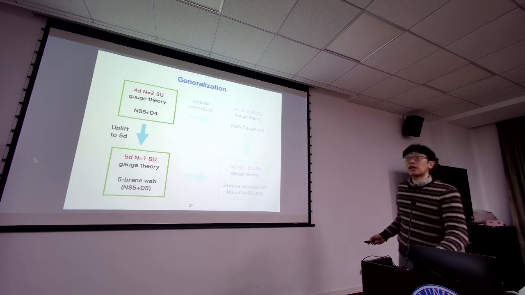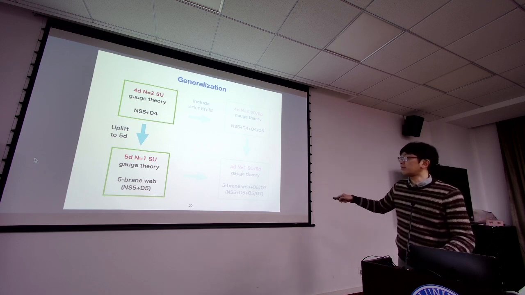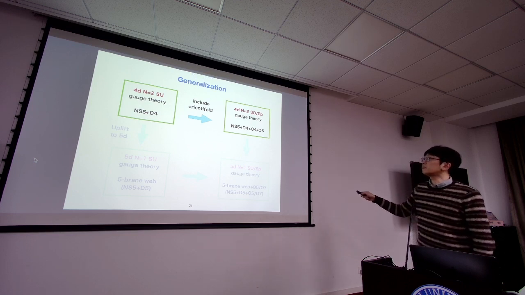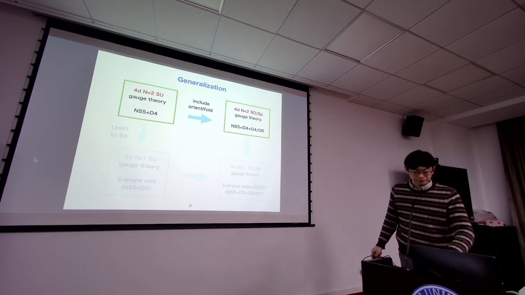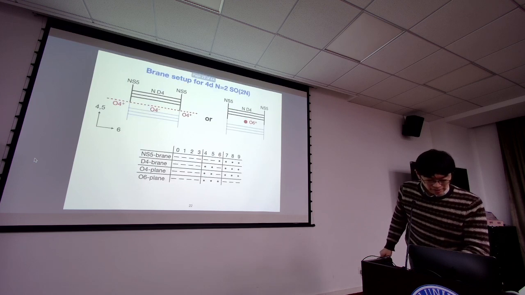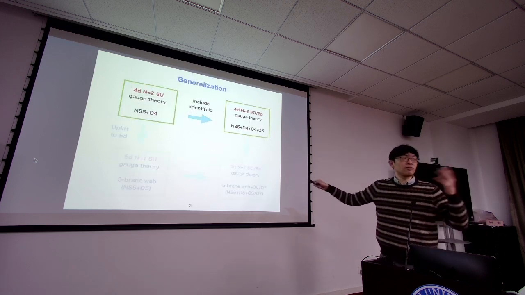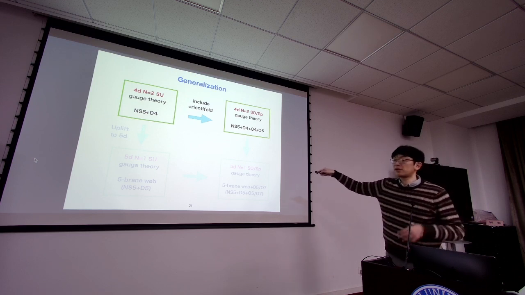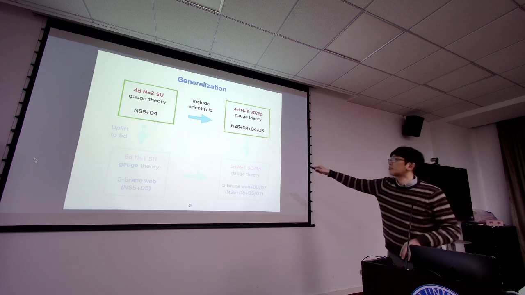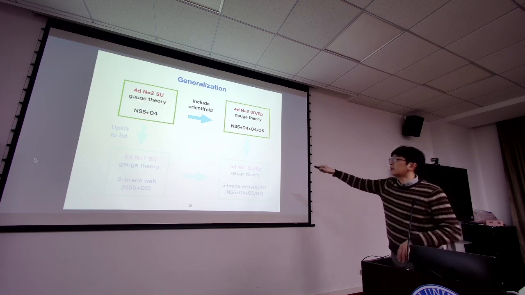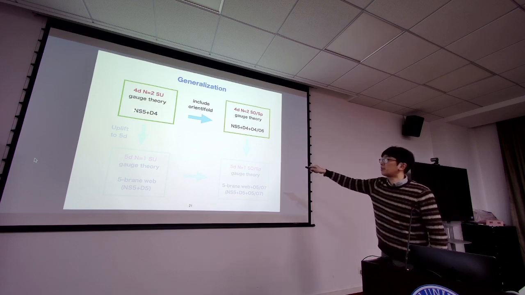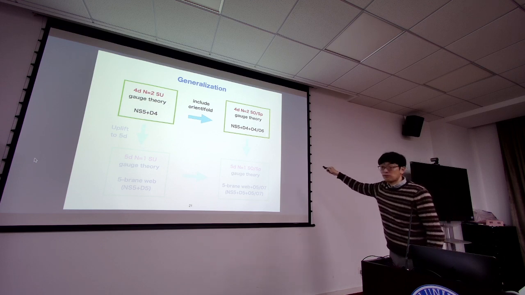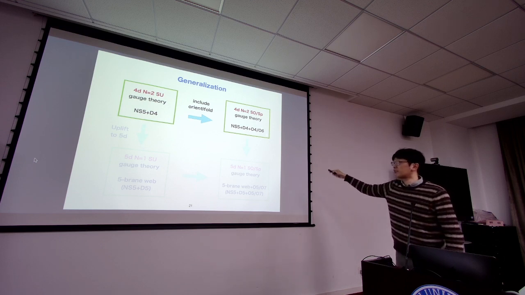So now I have explained this 5D uplift. Next, I would like to explain the generalization including an orientifold. And in order to focus on the generalization including orientifold, let's forget about 5D uplift for the moment and concentrate on 4D to 4D. So the 4D setup with NS5 and D4 goes to the 4D setup with NS5, D4 and orientifold, which is O4 or O6.